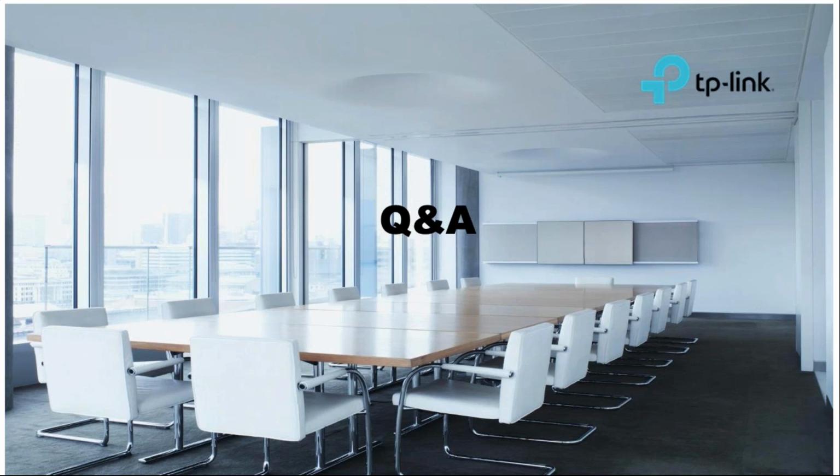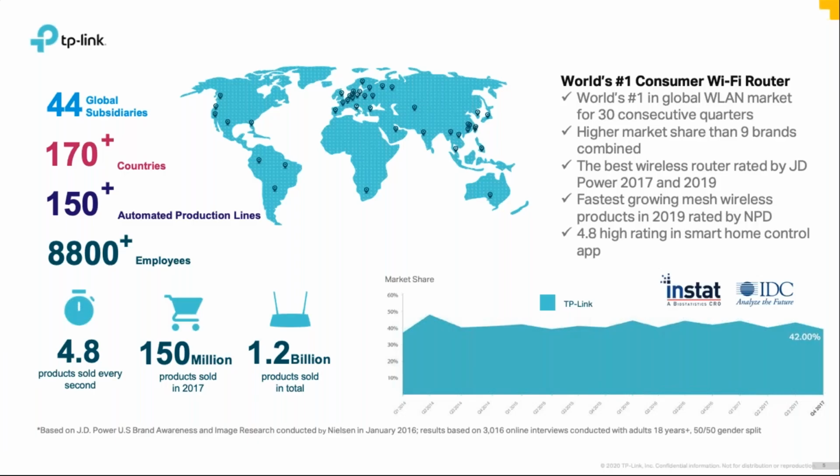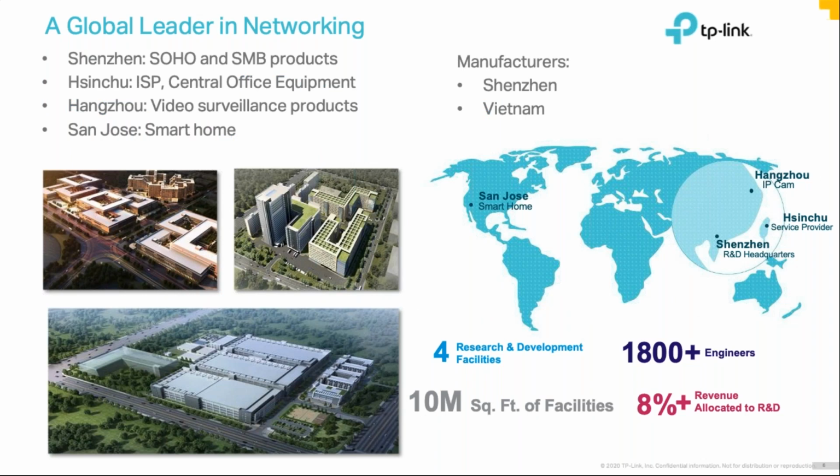We have 10 million square feet of manufacturing facility. And most of our manufacturing is done in either Vietnam or China. We do have research and development facilities. We have 4 research and development facilities. As I mentioned before, we have one in San Jose that focuses on the smart home side of the business. Then we have our video surveillance products, our ISP team, a whole group that just focuses on the internet service providers and central office equipment, and then our SOHO and SMB products. So we have 4 research and development facilities, and the 18 plus engineers are a part of that.